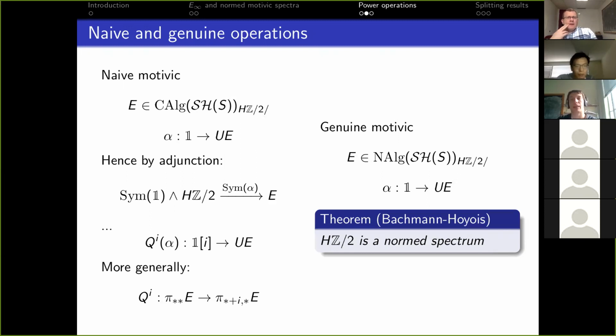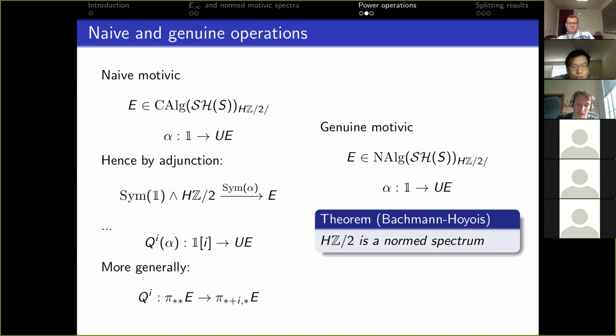So Tom, you just said that you showed that H mod 2 is a norm spectrum in several ways. I assume you meant you gave several proofs. I assume there's a unique norm structure. There's exactly one norm structure on it which is compatible with the structure as a homotopy commutative ring spectrum. Okay, and also, is the sphere spectrum known to be normed? Yes.